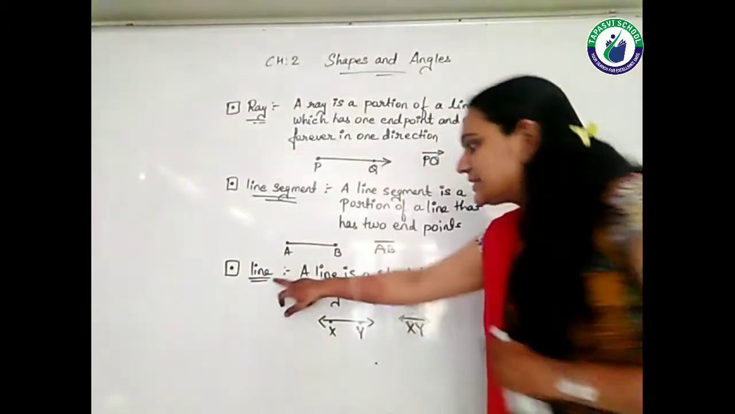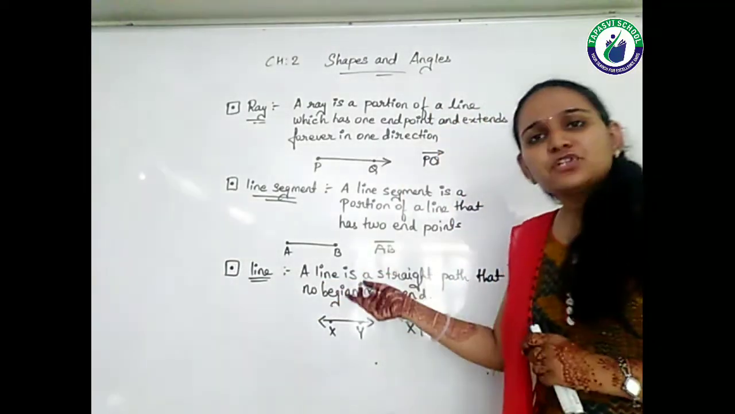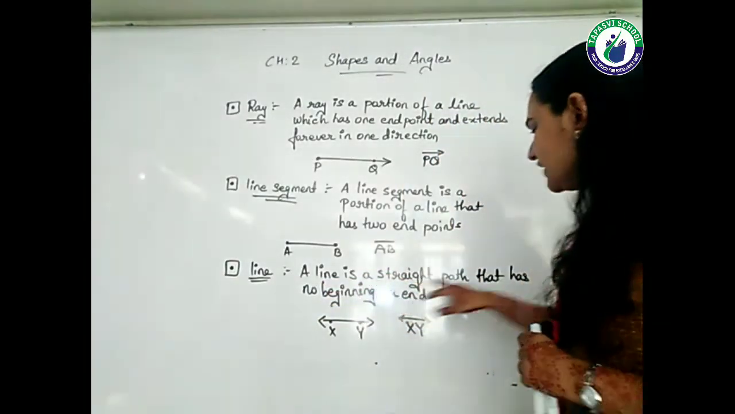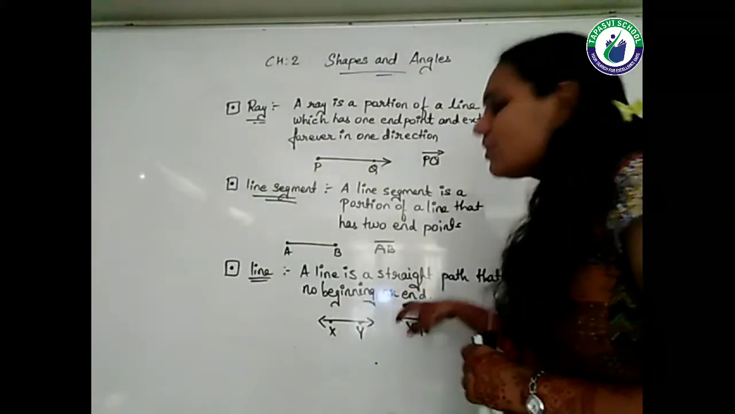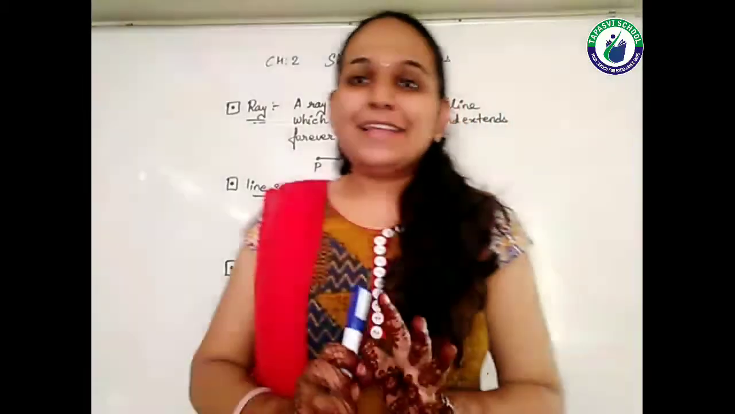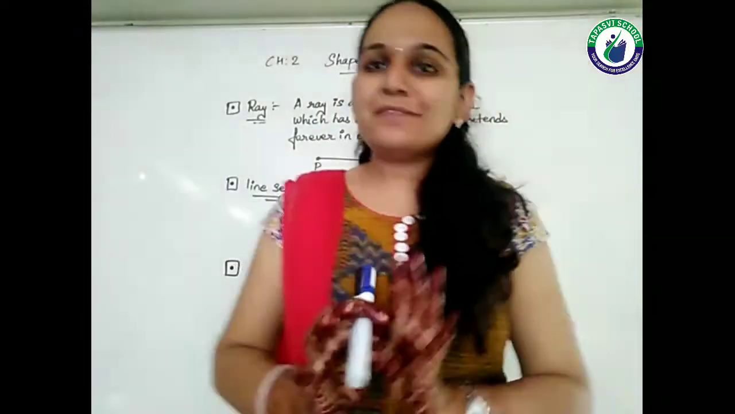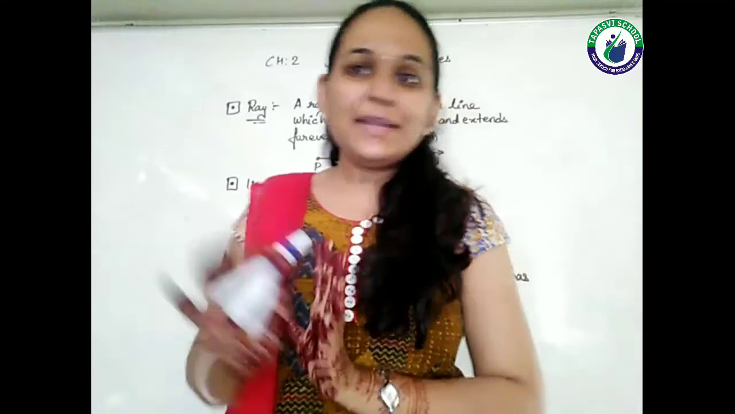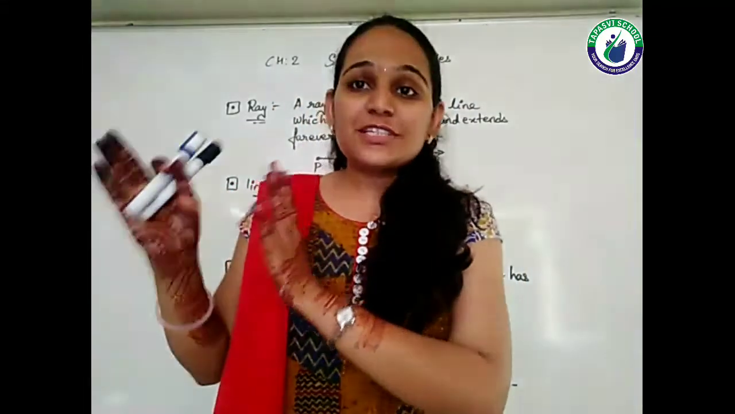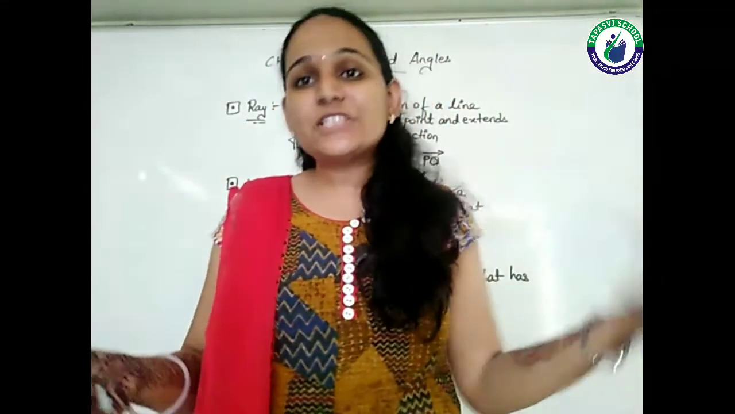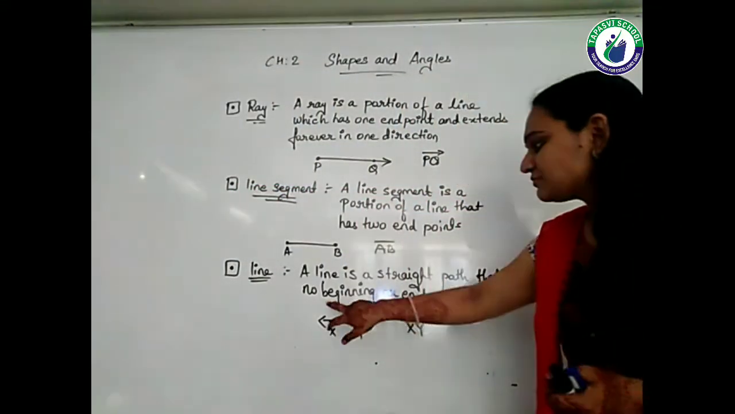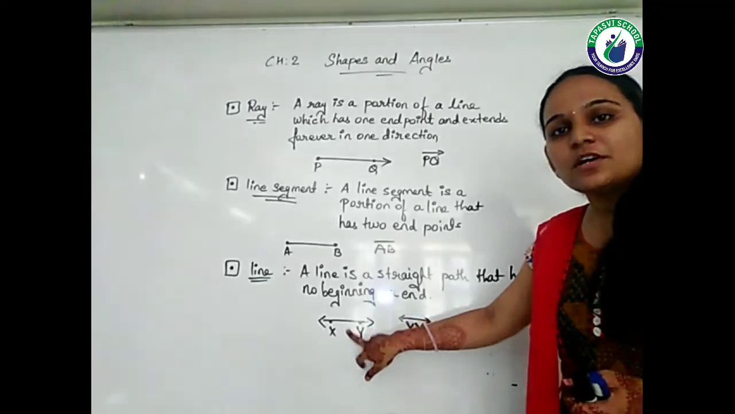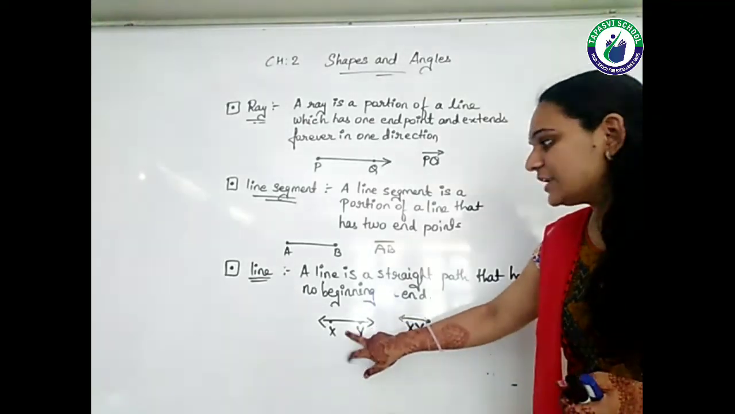Next one, students, is the line. What is the definition of a line? A line is a straight path that has no beginning or end. That means there is no starting point and no ending point. We don't know the source, and we don't know the destination either. So see the figure of it, students. This is the figure of the line, right?